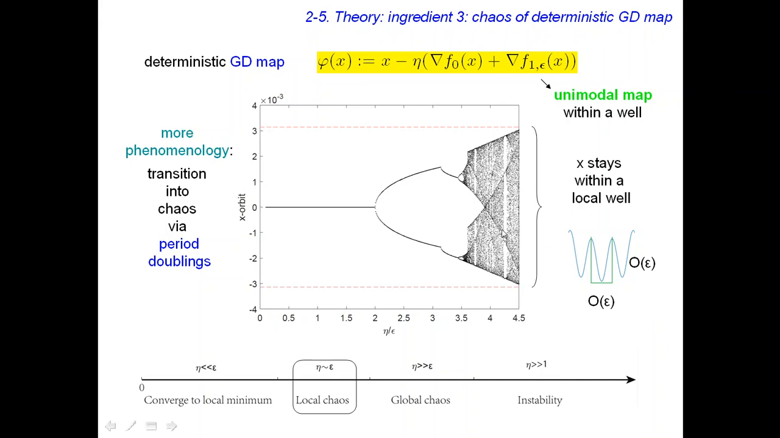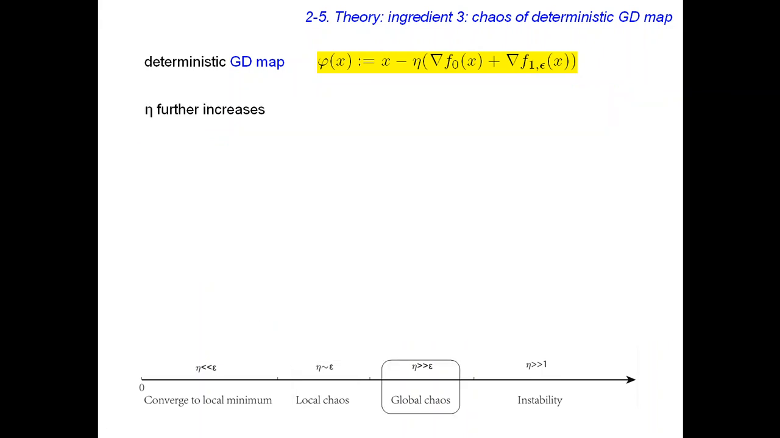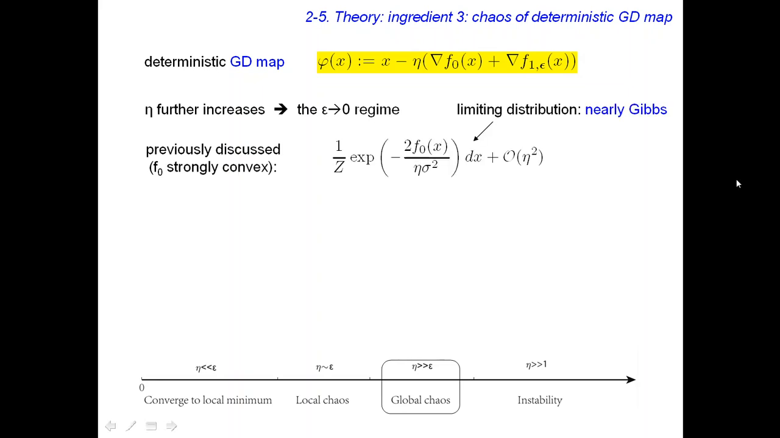But that's not the end of the story. As eta further increases, then you enter the global chaos region. And this regime is really equivalent to the epsilon going to 0 regime, because at least all that matters is the ratio between eta and epsilon. But this regime is something that we already previously discussed. For example, if F0 is strongly convex, then we do know what the deterministic gradient descent iterates converge to.